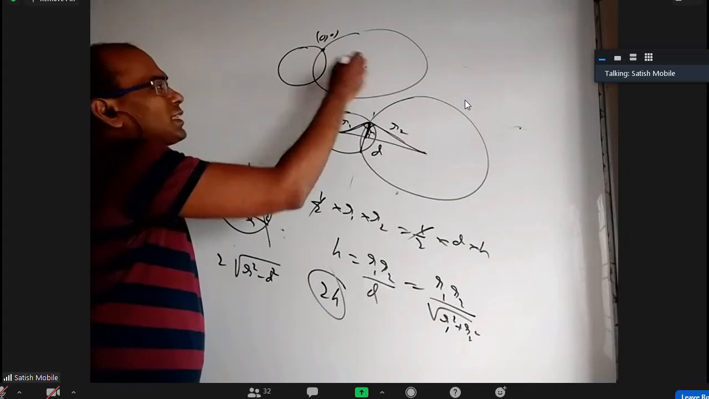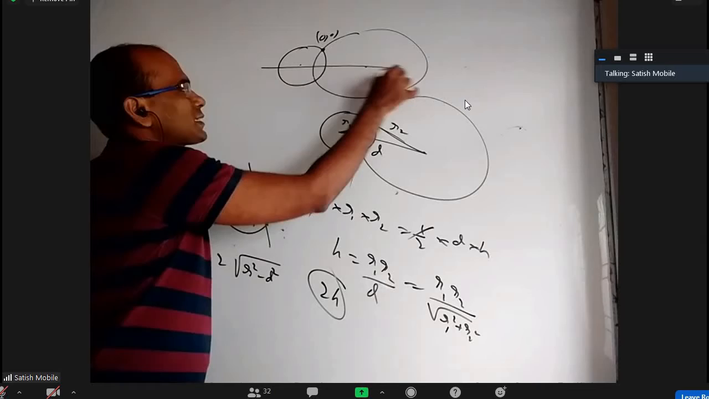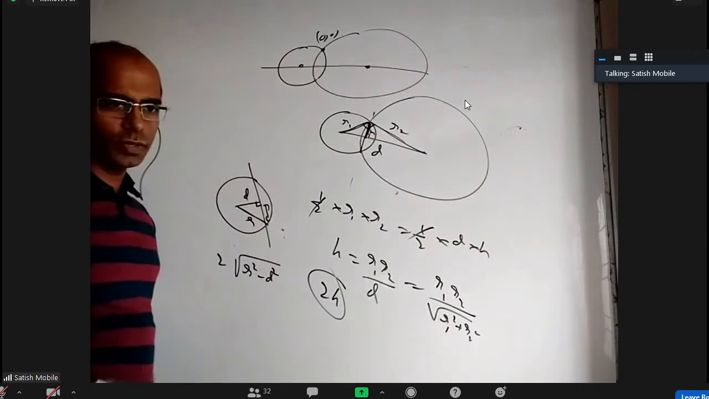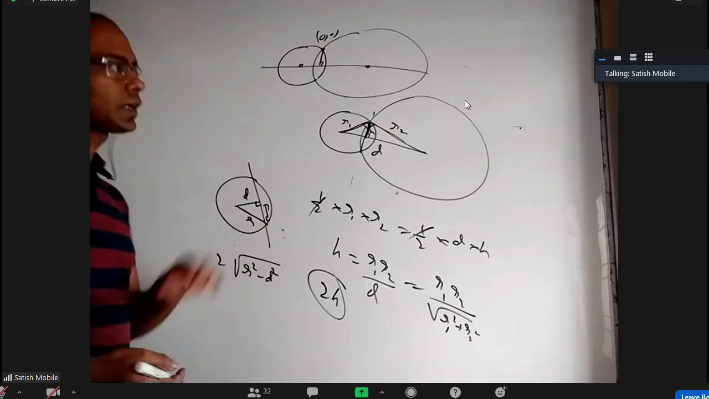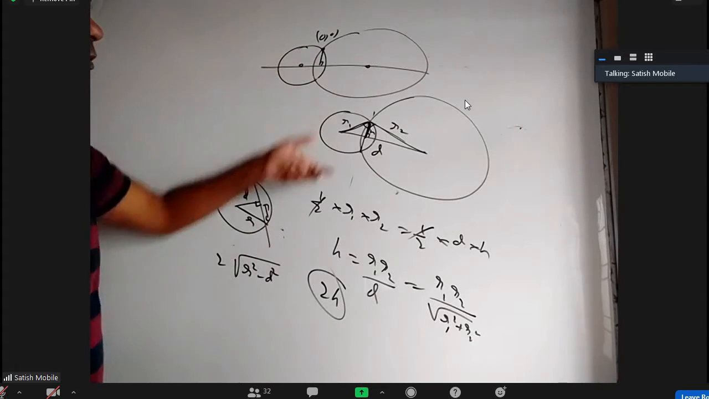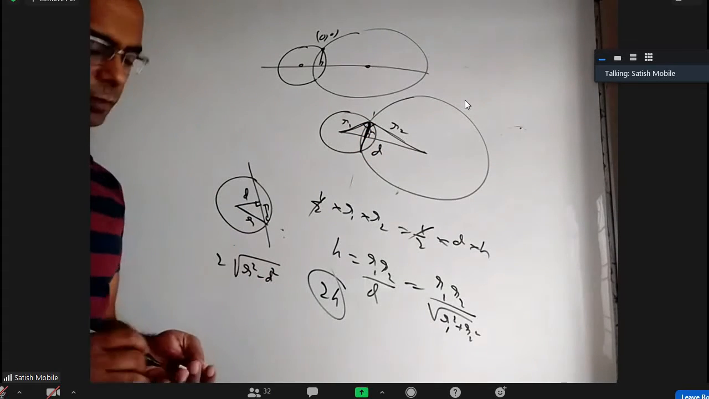Then how do you find the length of the chord apart from the standard method? You find the line joining the centers. You know the two centers, you find the line joining them. From the origin, you find the perpendicular distance. You will get half of the length of the chord, and then double of that will be the length of the chord, because this and this are equal. You can prove it.